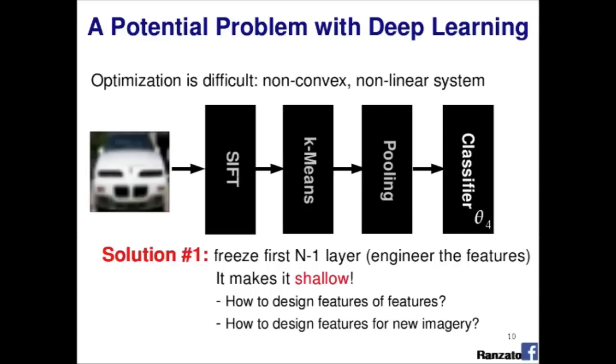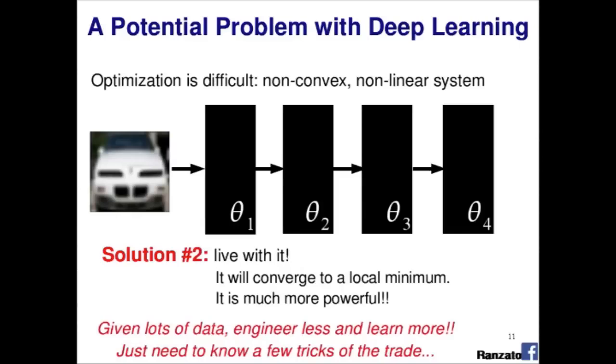And one solution to this is to say, I fix the first layers and I just train the topmost one. However, this reduces the system then to the shell approach that we've seen before. And there is the problem of how to design good features and how to then redesign them when you change the kind of imagery that you are considering. Instead, we say, well, we are brave and we hope for the best and we're going to converge to a local minimum, but that's fine, as we shall see.